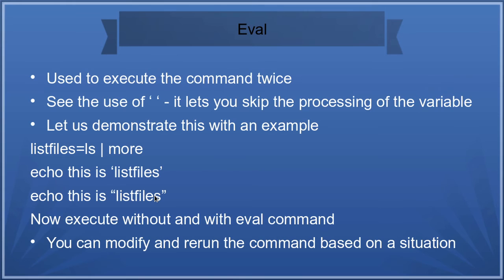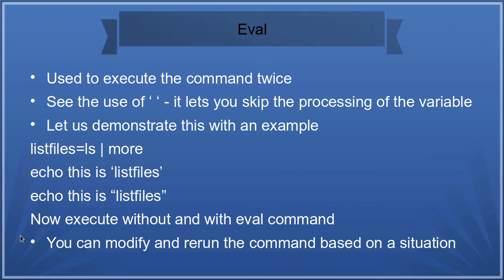So, what we will do is we will now go forward to a new command that we can use. This is slightly different from what we have been using in the previous stage. Okay. So, eval is a command that lets you execute the same command twice. Okay. So, why do we need this? We already know that you can skip expansion of variables or commands just by putting single quotes. Okay. Let us demonstrate that with an example.